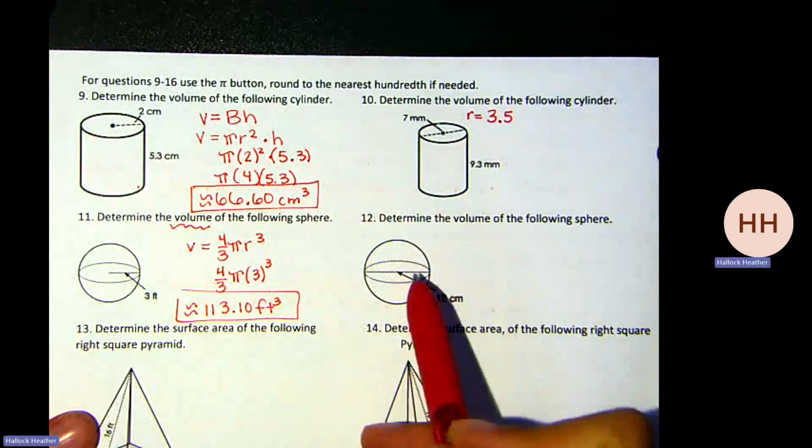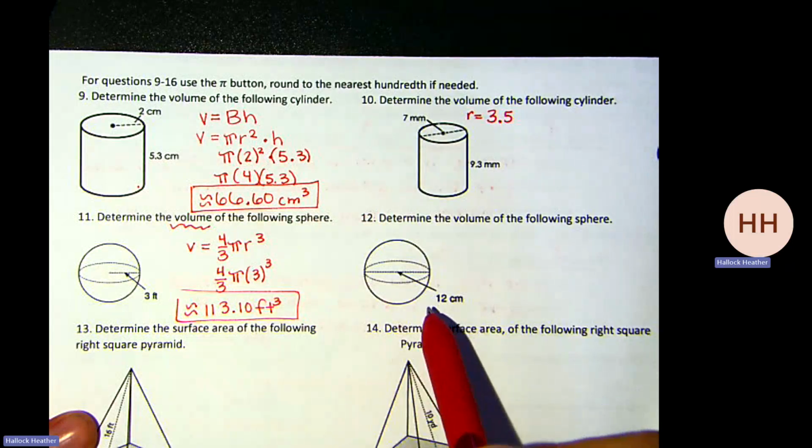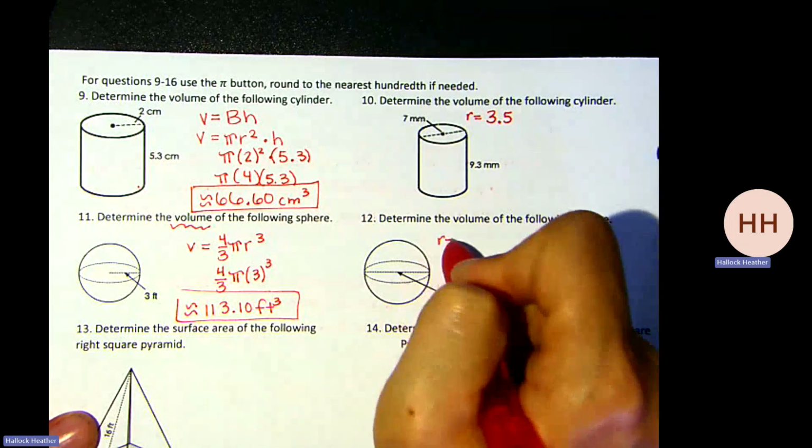Same thing for this one, be careful, this gives you the diameter. The radius would be 6 that you're using, not 12.